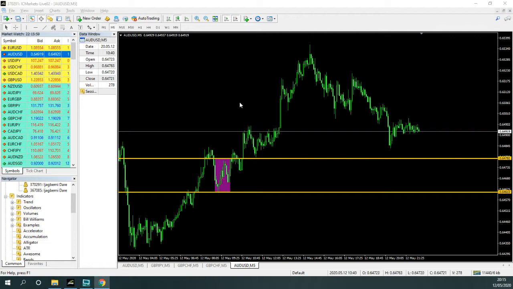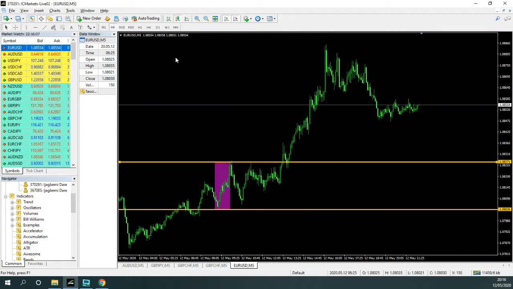Okay. So today we're going to start with, which one is this? Okay, let's start with euro dollar. Okay, this is euro dollar, the euro dollar 5-minute chart. That is where we are going to start today, ladies and gentlemen.